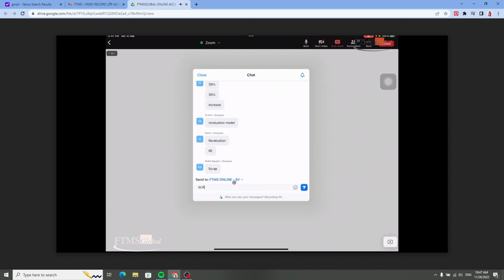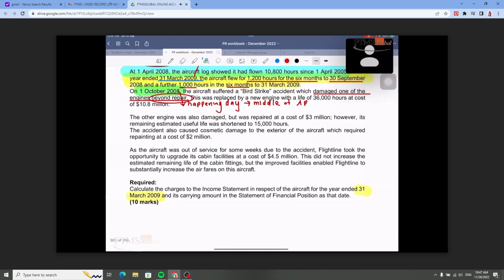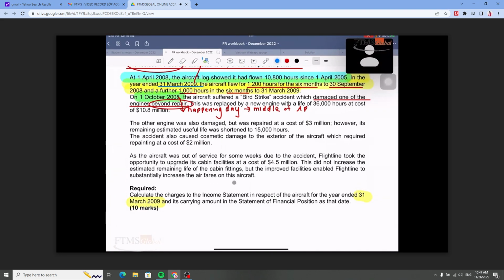Normally for disposal is sales proceed compared with carrying value, correct? So for scrap, sales proceed is equal to 0, right? Then you just need to calculate the carrying value. Can scrap, very good. Okay, so this one is I need to account for scrap.